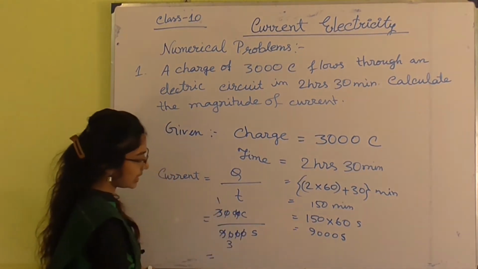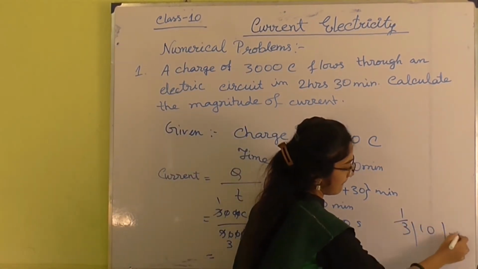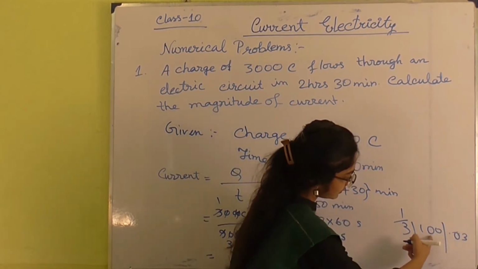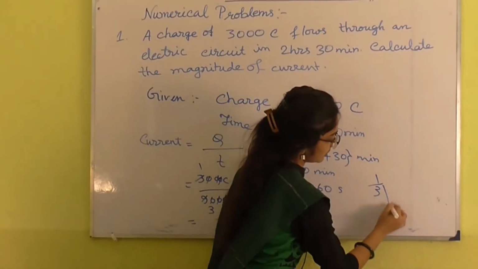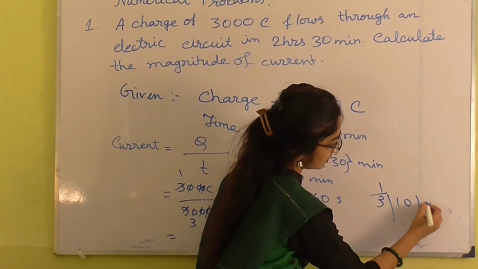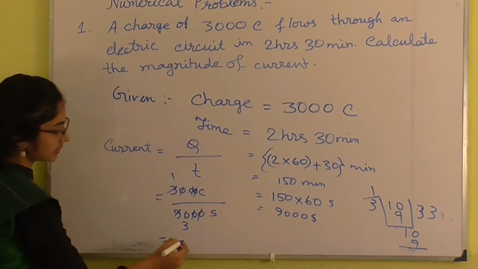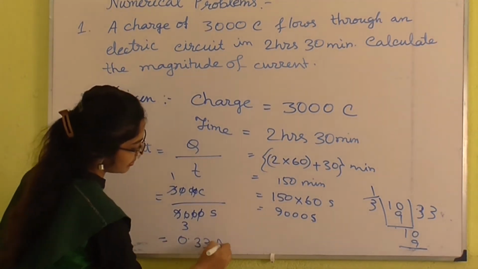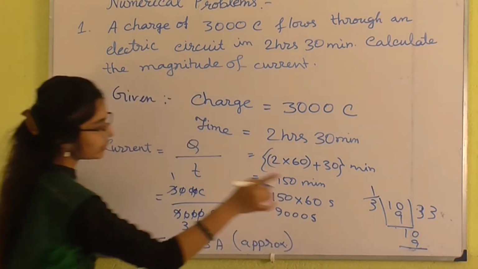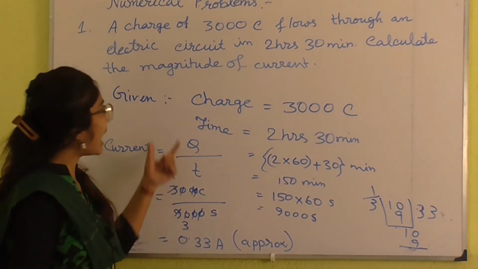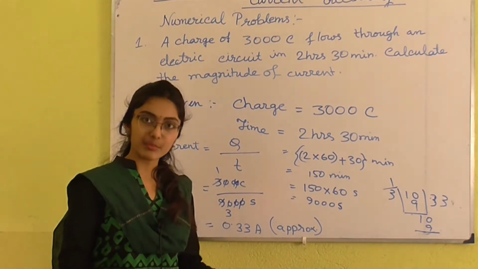So I equals 3000 by 9000, that is 1/3, which is 0.33 ampere. You can write approx here, because this is the approximate value, not the original value. So the magnitude of current is 0.33 ampere.